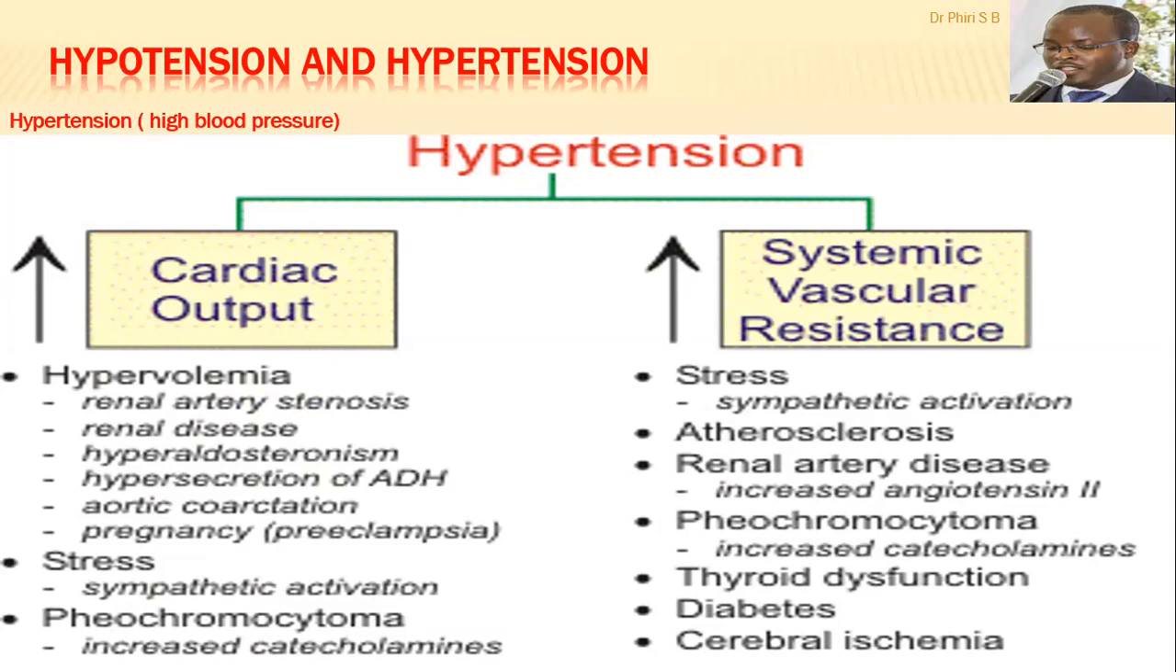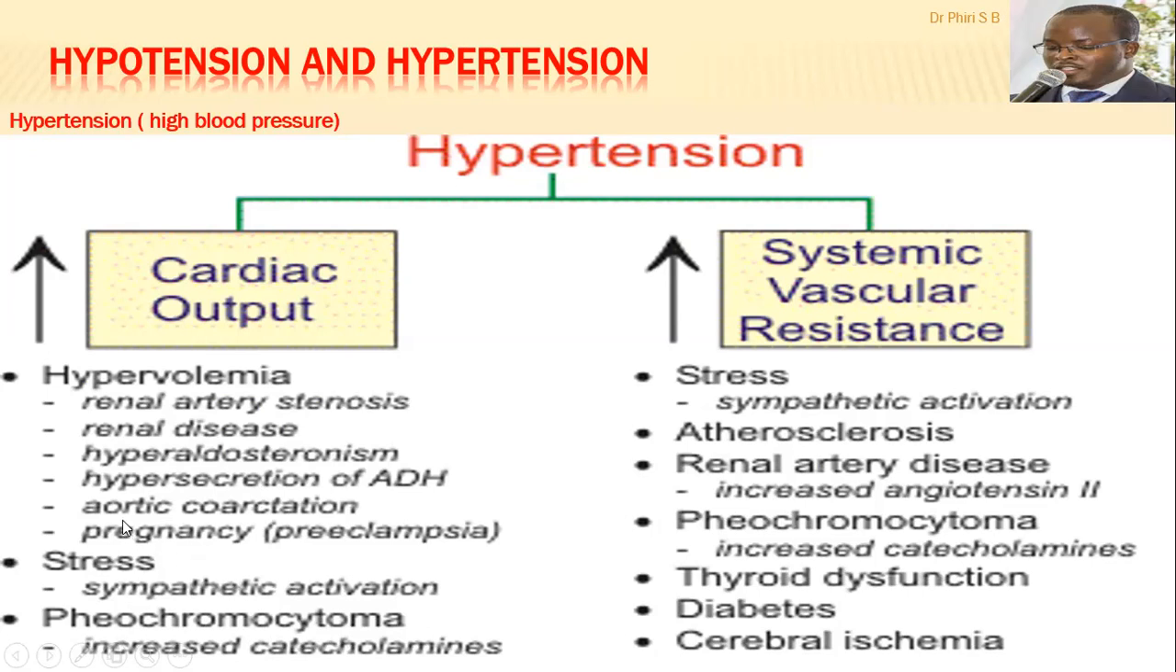Then you can also have hyperaldosteronism, an increase in production of aldosterone. And aldosterone will result in more reabsorption of sodium and chloride. Then you have more reabsorption of water, so production of urine is reduced. Then you start producing concentrated urine, and you have an increase in blood volume that will result in an increase in blood pressure. Then you can also have hypersecretion of ADH, those aquaporins too, that will result in reabsorption of water, and then an increase in blood volume. You know what happens? Blood pressure will increase.